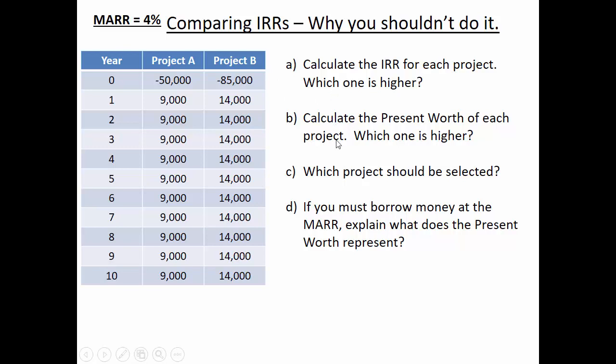And then in part B, use the factor table that's provided here, and find the present worth of each project at the MAR, at the minimum attractive rate of return of 4%. And then C and D are thought and short answer questions, so I won't go into too much of that. I'll give you a chance to think it over and come up with a response for both of those. But let's start by using the full manual way of calculating internal rate of return.